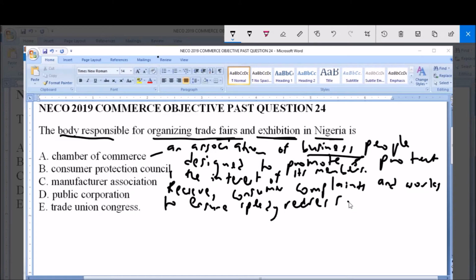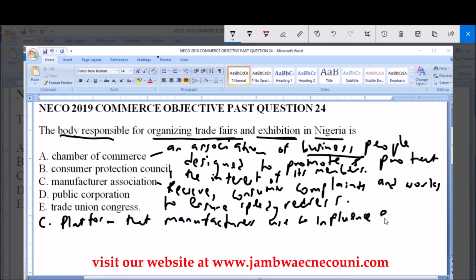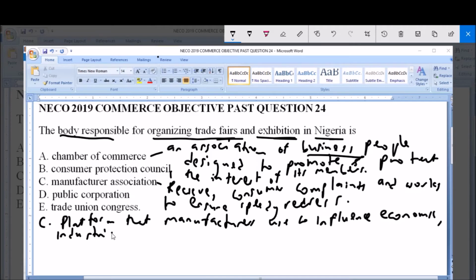Now, the Manufacturers Association of Nigeria, that is MAN, is a platform that manufacturers use to influence economic, industrial, labor, and social policies.